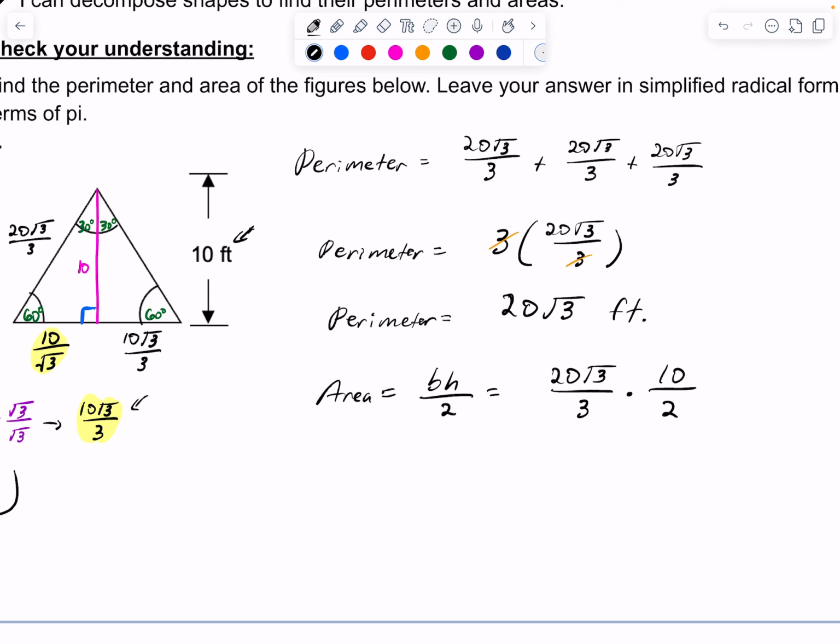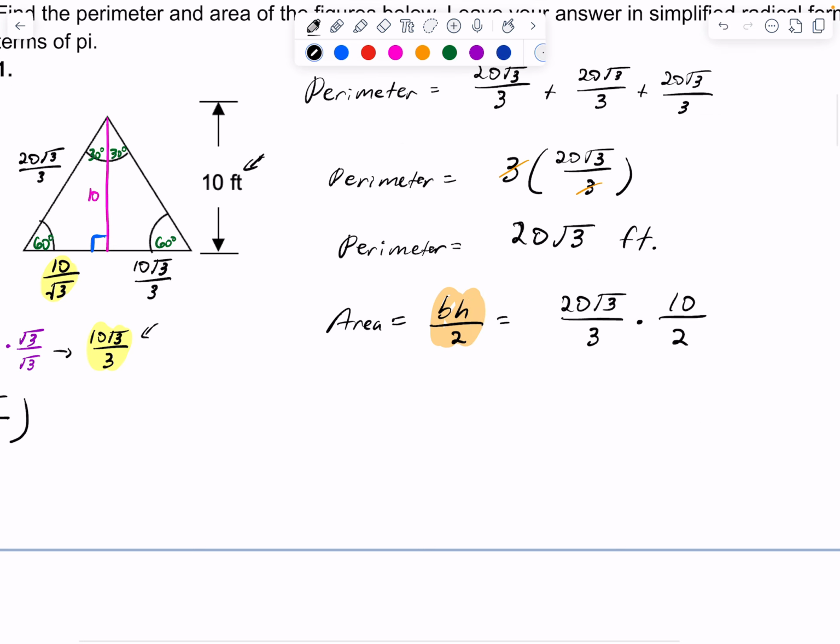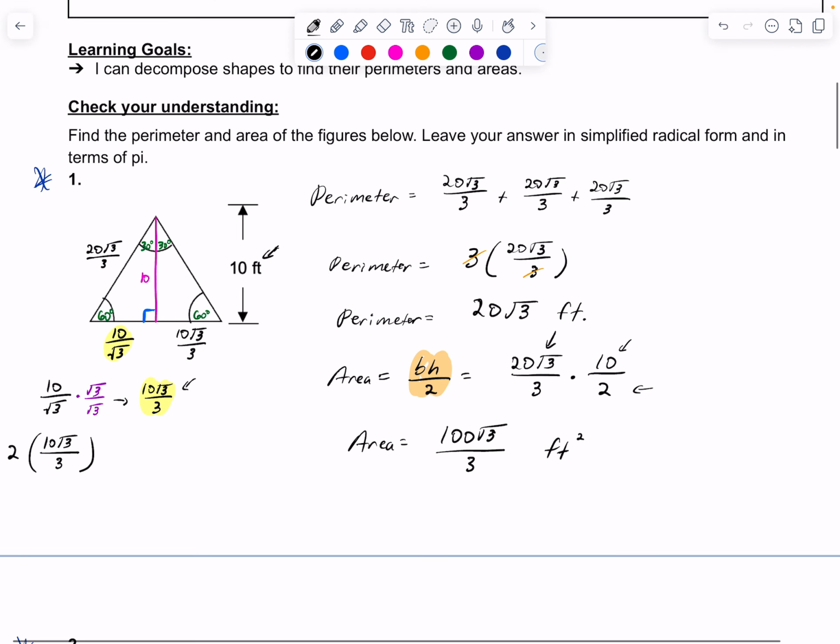Now I know I didn't write it as I put it here in my formula, but that's just because I have more fractions going on. So I wrote it like that, which is still the same thing. That's our base times height divided by 2. And then I'm going to go ahead and simplify that. My brain sees the 10 over 2 becomes 5. 5 times 20 is 100. So 100 times the square root of 3 over 3 square feet. All right, and that is how you find the area for that triangle.